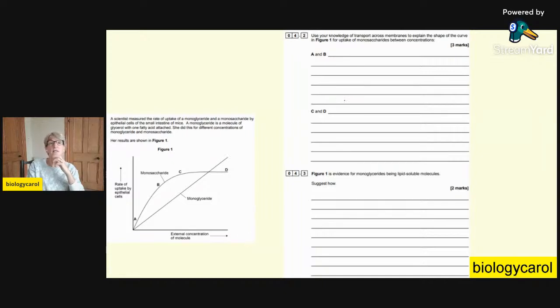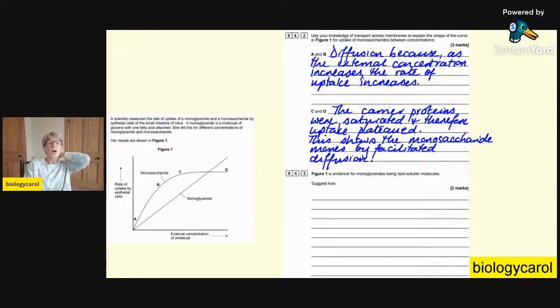Use your knowledge of transport across membranes to explain the shape of the curve in figure 1 for the uptake of monoglycerides between concentrations A and B. Well, between concentrations A and B, as the external concentration increases, so does the rate of uptake. It is positive correlation. So what did I write? I really can't remember.